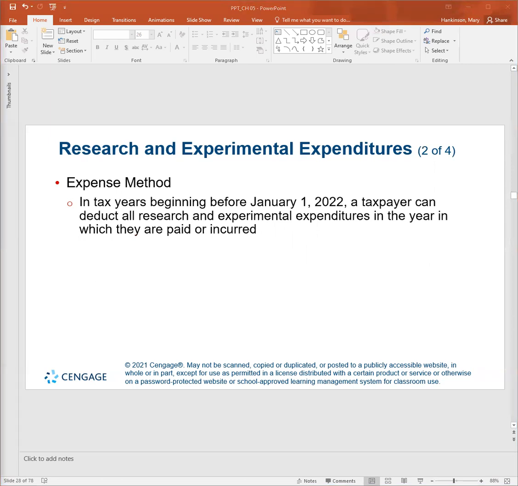We have the expense method. In tax years beginning before January 1, 2022, a taxpayer can deduct all research and experimental expenses in the year in which they are paid or incurred. In certain instances, a taxpayer may incur research and experimental expenses before actually engaging in any trade or business activity. In such instances, the Supreme Court has applied the liberal standard of deductibility crafted by Congress in Section 174 and permitted a deduction in the year paid or incurred.